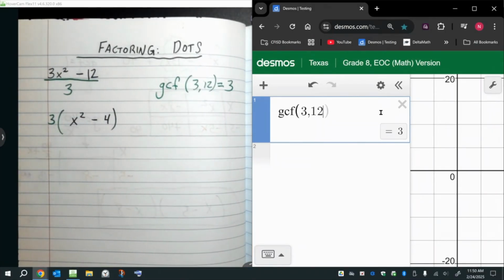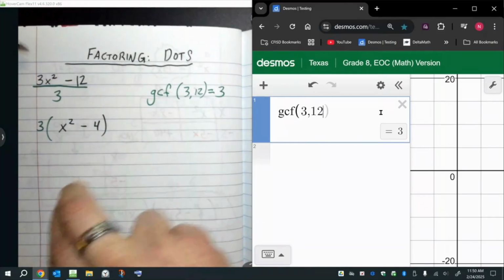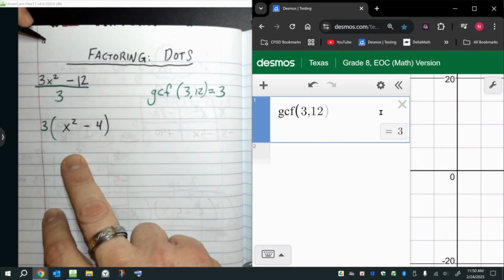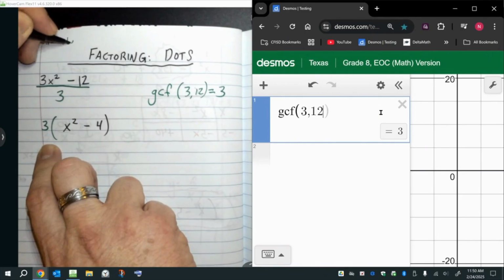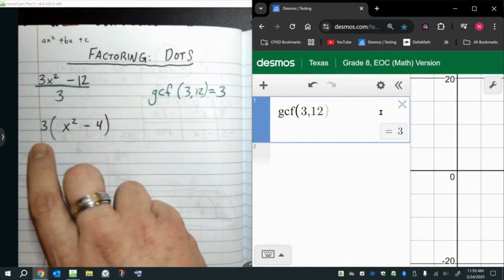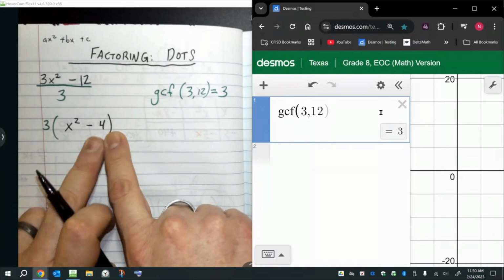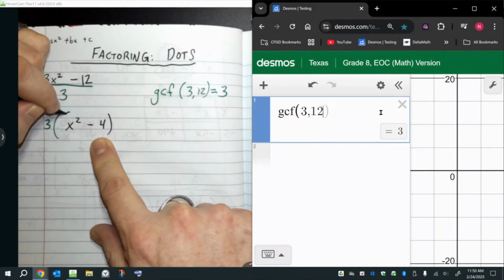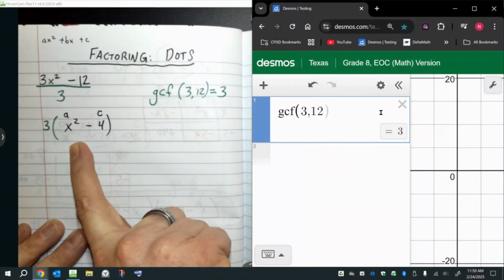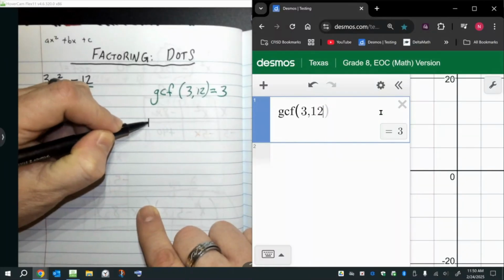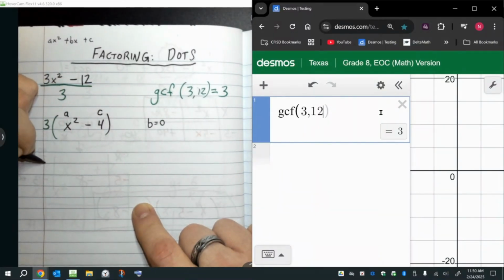Okay? So here's the thing. We're used to seeing our trinomial where we have ax squared plus bx plus c. Well, if you look at this, I only have two terms. I have my a and I have my c term. What I don't have is my b term. In other words, b is equal to 0. So, what does that mean?